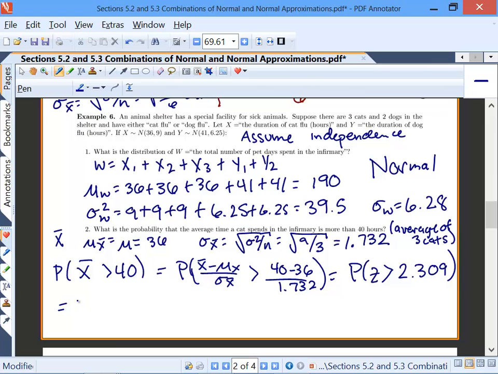Now that's a greater than, so I am going to need to make sure I use the complement rule, so 1 minus, and I look up my Z. Let me round that Z to 2.31. 0.9896, I need to do 1 minus that. 0.0104. Okay, so we only have about a 1% chance that the average cat time is more than 40 hours. So, any questions here?